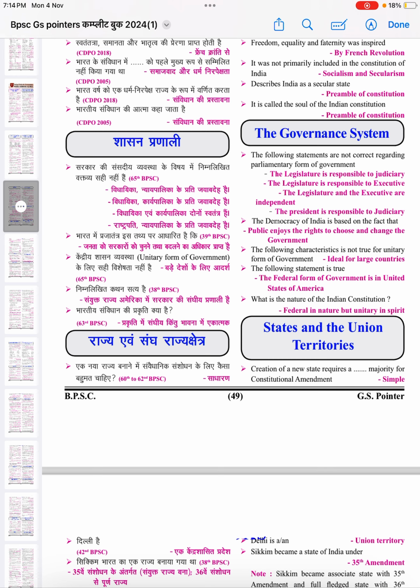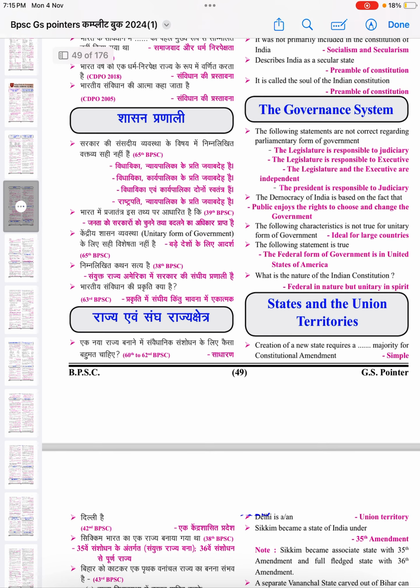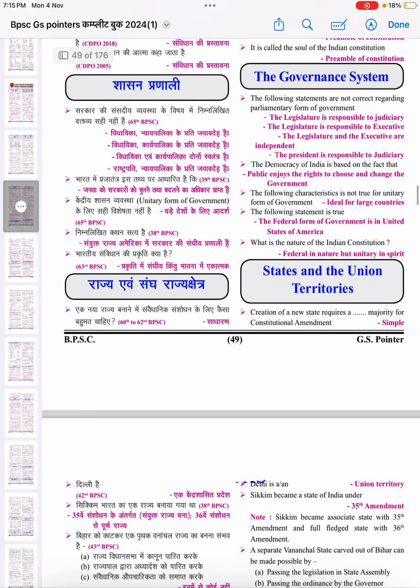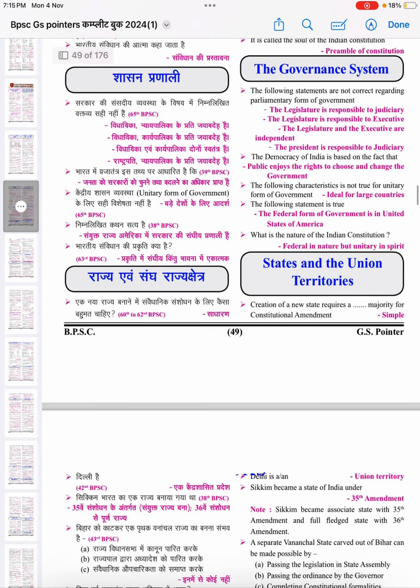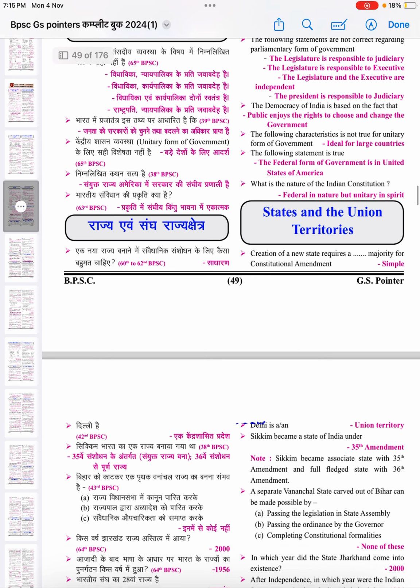The following statements are not correct regarding parliamentary form of government. First, the legislature is responsible to judiciary. Second, the legislature is responsible to executive. Third, the legislature and the executive are independent. Fourth, the president is responsible to judiciary. The democracy of India is based on the fact that public enjoys the right to choose and change the government.